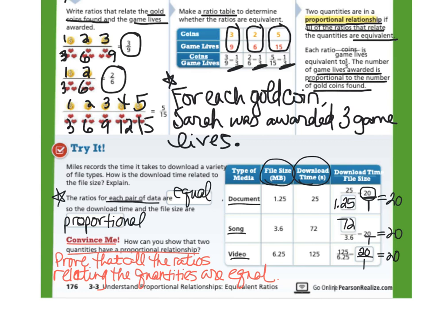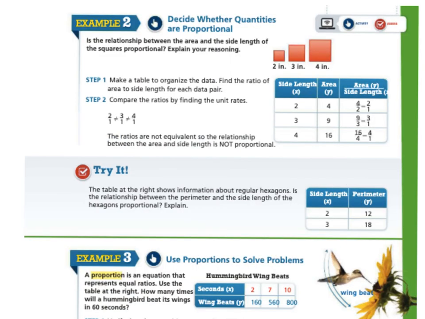Next, let's take a look at example 2. Example 2. Decide whether quantities are proportional. Is the relationship between the area and the side length of the squares proportional? Explain your reasoning. So the first step here is to make a table to organize the data. Then find the ratio of area to side length for each data pair.